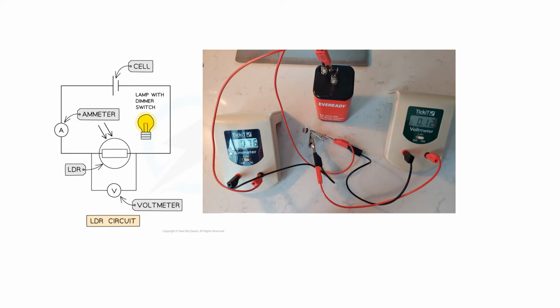Alternatively, you can connect the LDR to the Data Hive and use it as a voltmeter to allow you to record live data for light intensity and voltage. Ensure that the Data Hive is connected in parallel to the LDR.